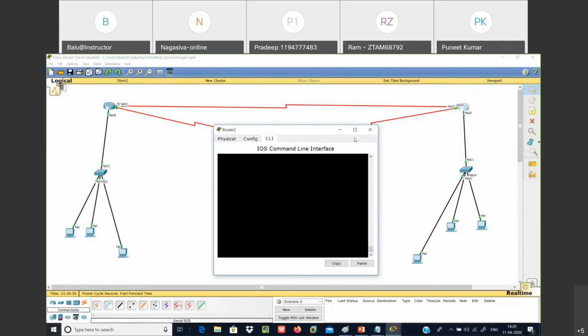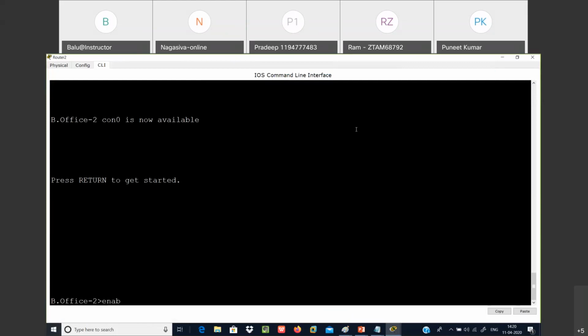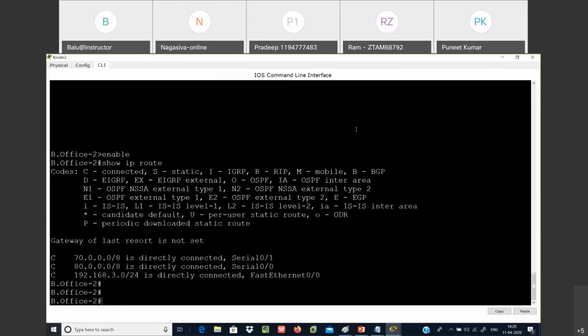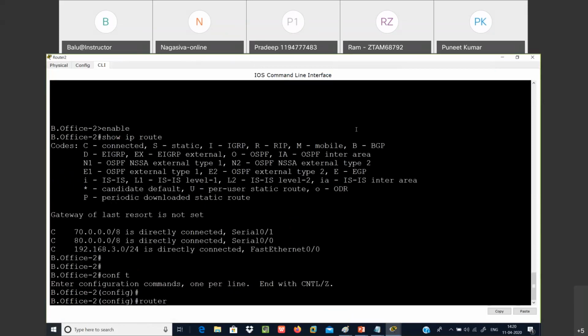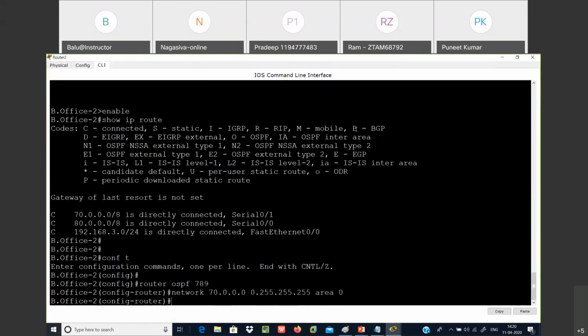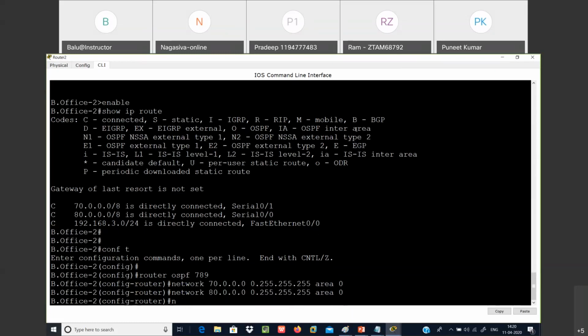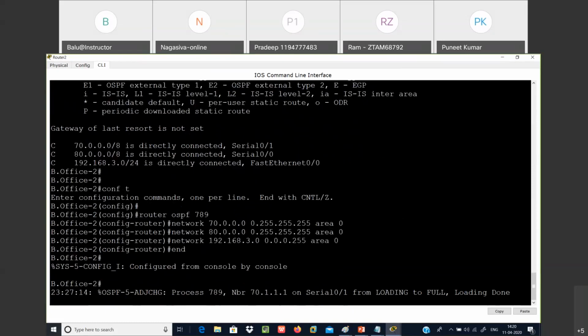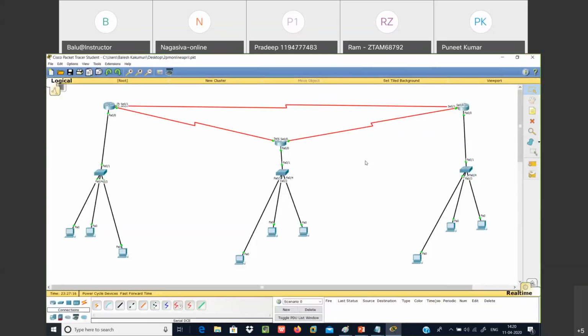Last router, branch office 2. Show ip route. Configuration mode, router ospf process ID 789. Network 70.0.0.0, 0.255.255.255, area 0. One more is 80. Last network 192.168.3.0, 0.0.0.255, area ID 0. Now, three routers are configured, right? Hello, if you can hear me?